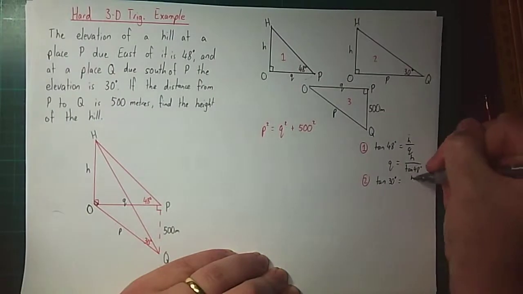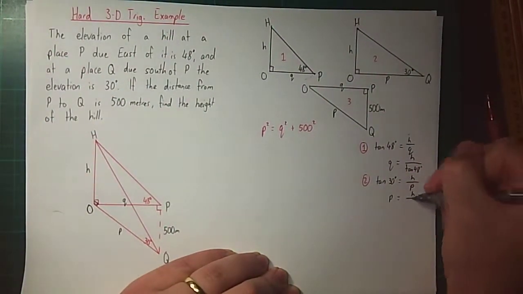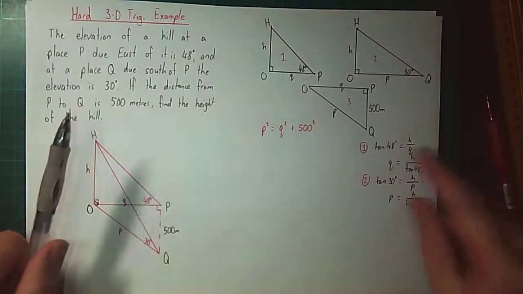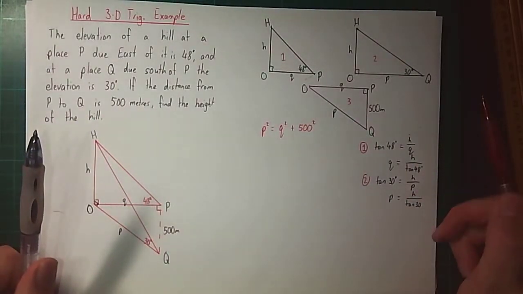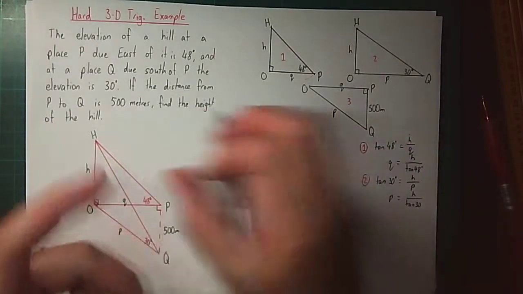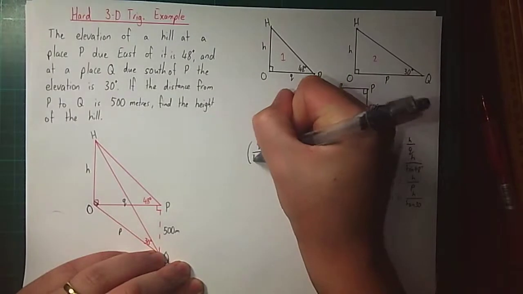That's going to be H over P. So P is going to be equal to H over tan 30. Okay, so now we have our Q and our P. We can pop them in. The reason we're doing it this way is that it leaves H as the only unknown instead of P and Q.